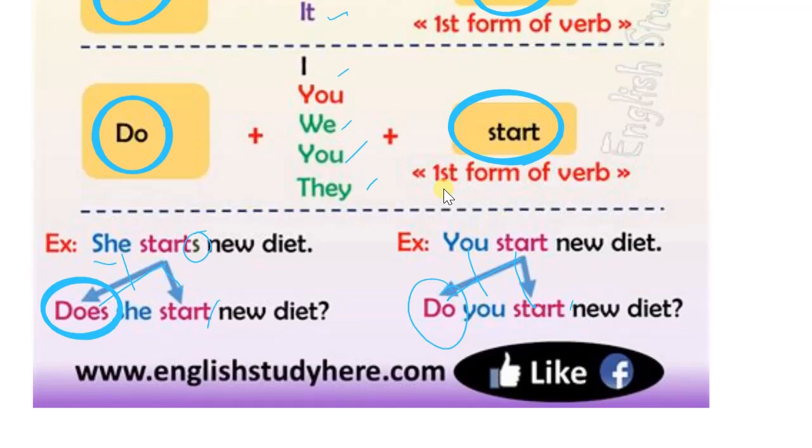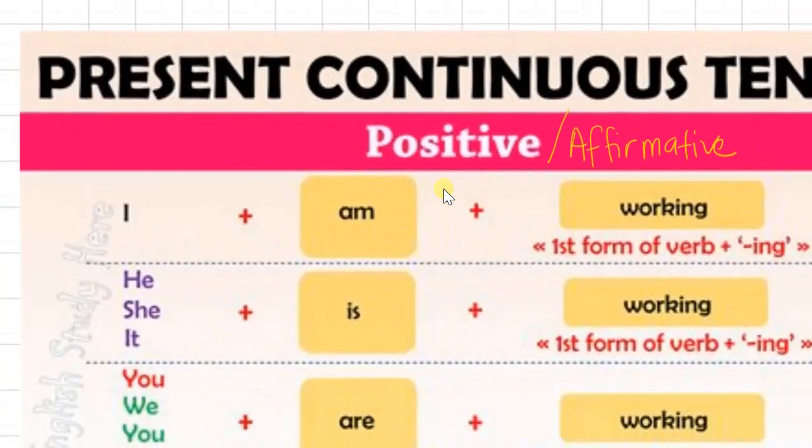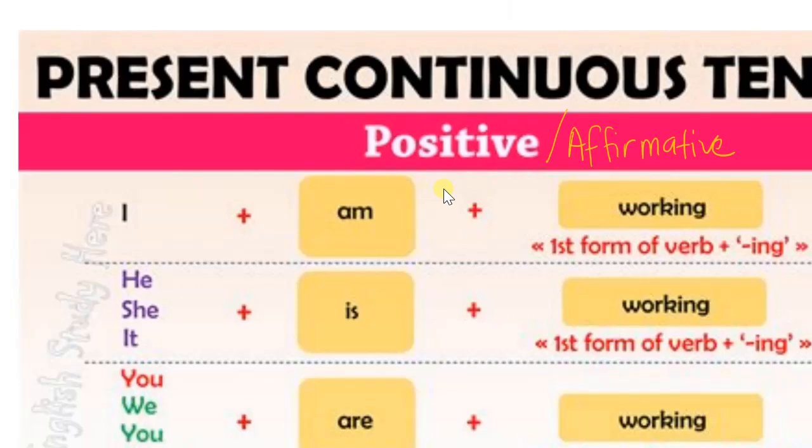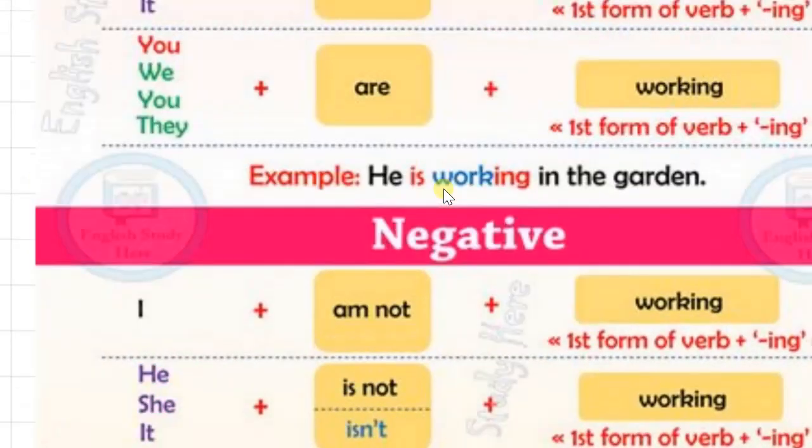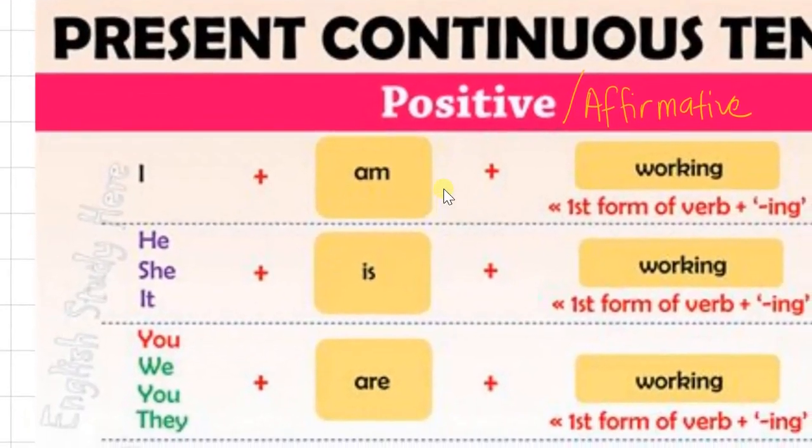Now let's look at the present continuous tense. As usual, present continuous tense also has three forms: the positive or affirmative form, negative, and also question form. Let's look at the forms one by one. If the pronoun is I, the first person pronoun, it will need to be followed by am plus the verb working. The verb needs to be in the first form added with ing. Notice how the verb has ing at the end.